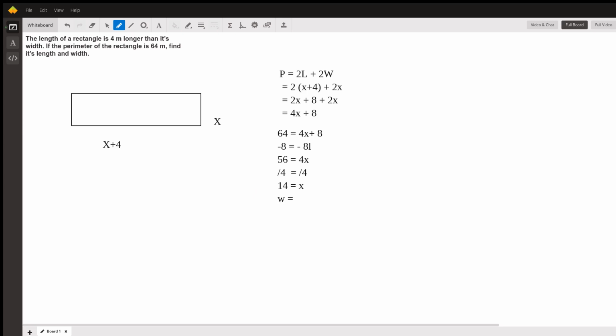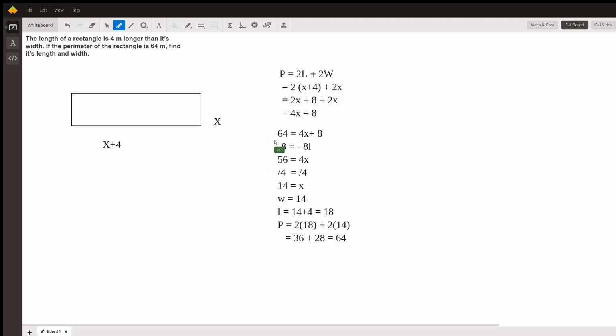So if the width equals 14, that means the length equals 14 plus 4, or 18. And we can check our work to see, does that solve the equation for the perimeter? Perimeter equals twice the length, which is 18, plus twice the width, which is 14. And let's see if that works. 36 plus 28 equals 64. That's the perimeter.